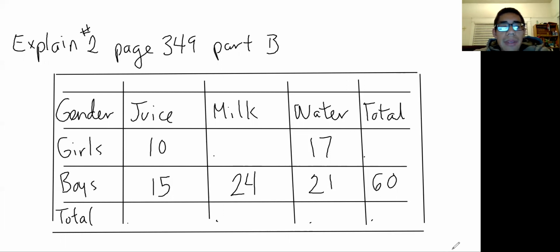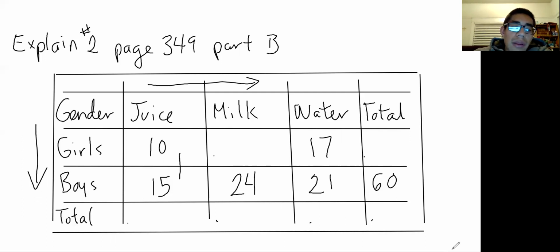So, for example, here we have a bunch of categories. We have gender going down, boys and girls, and we have the beverages going left and right this way. We have juice, milk, water. So why don't we start off with what we can. We're going to start off with the columns. Now, if you notice here, I'm going to start off with juice. We have numbers for both of them. We know that we're going to add them to get our totals.